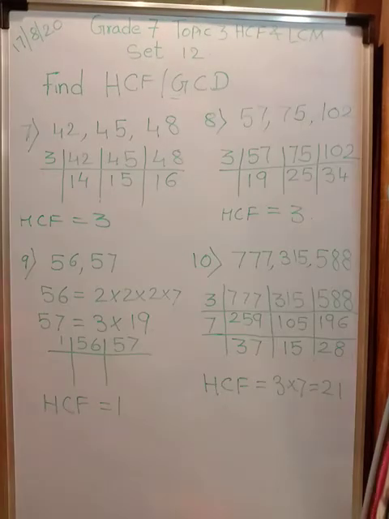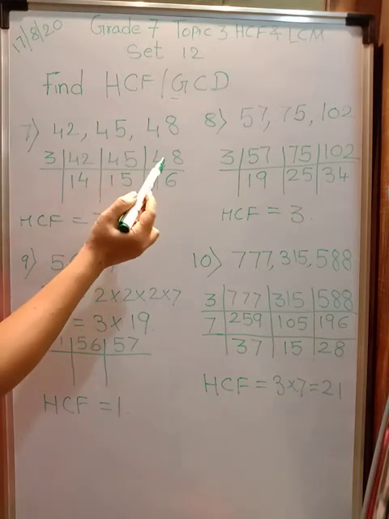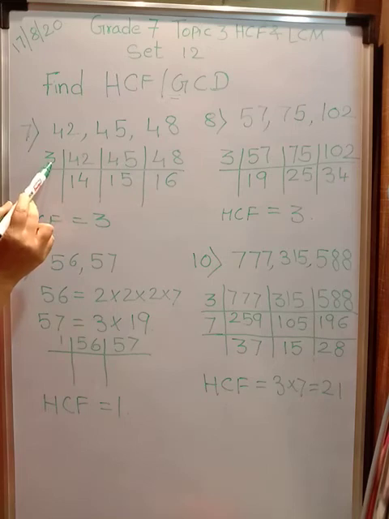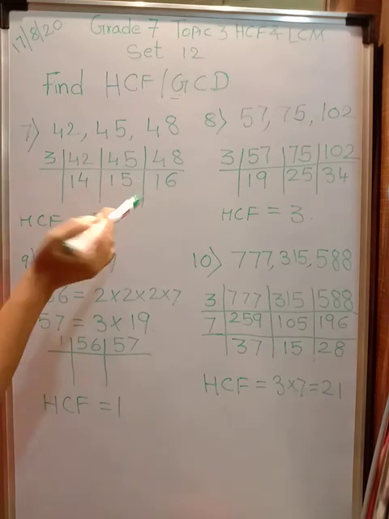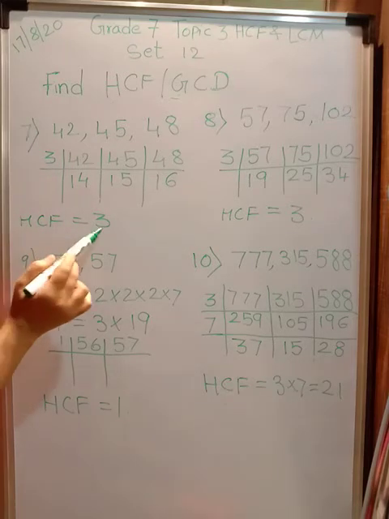Let's look at another example. 7th one, see, 42, 45, 48. All these three are divisible by 3. Afterwards, all these three are not divisible by any common number. So we are stopping over here and therefore HCF is only 3.